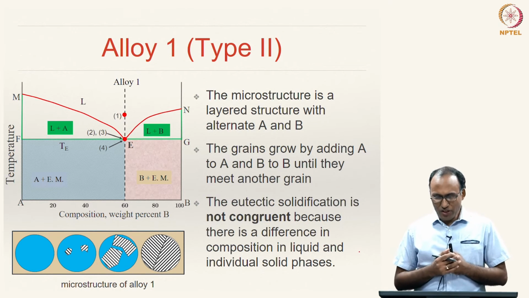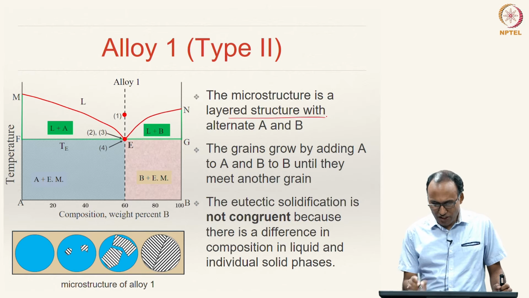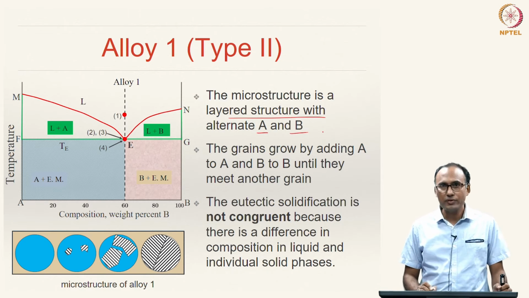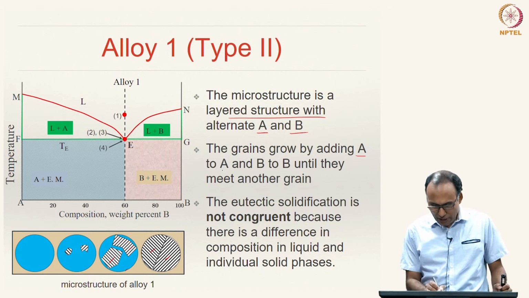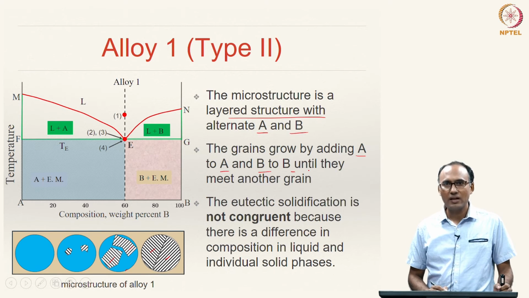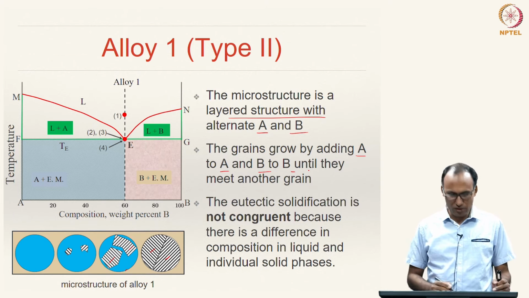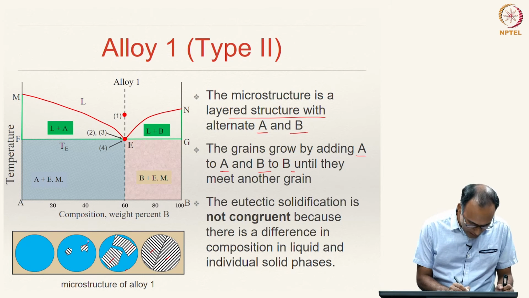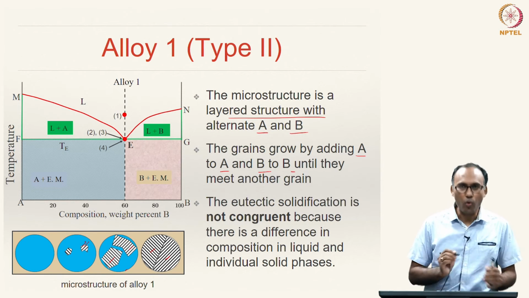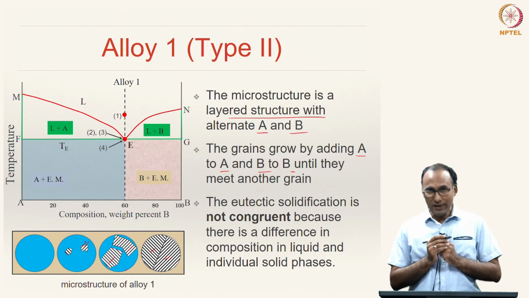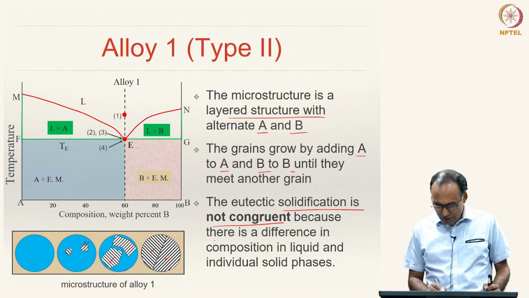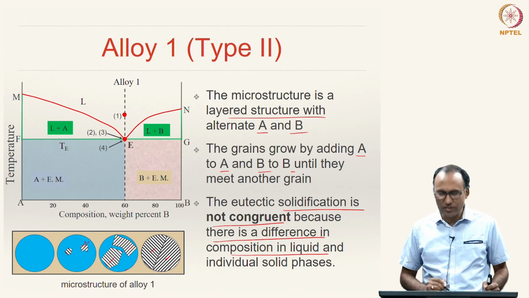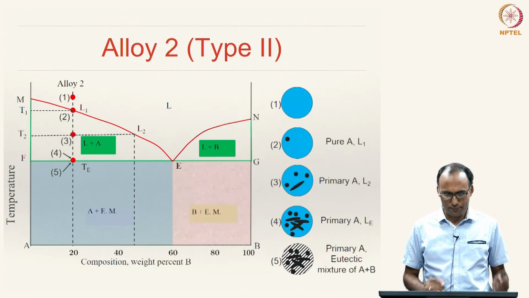So, as I have already mentioned, the microstructure is a layered structure with alternate A and B, and these grains that we have seen here grow by adding A to A and B to B until they meet one another. So, here you will start adding A to A and B to B and then they grow. And as we have already discussed, the eutectic solidification is not congruent because there is a difference in composition in liquid and individual solid phases.